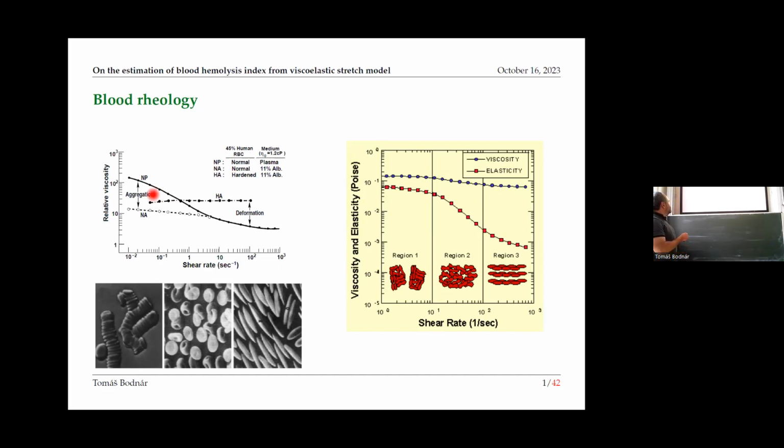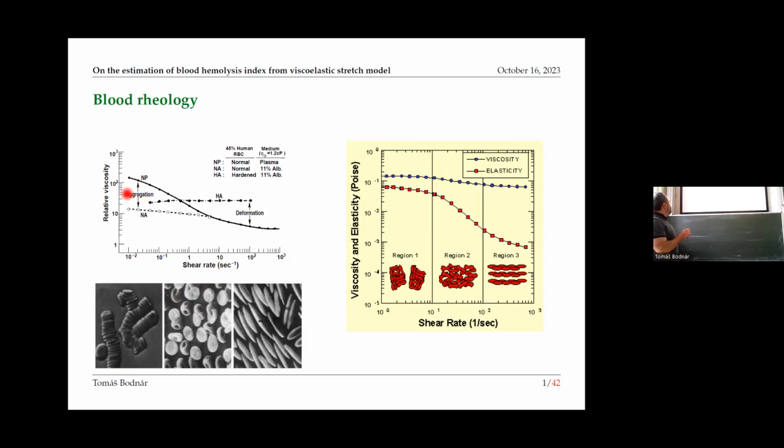So this is kind of a standard picture that you can find in many books that explains how the blood behaves in the shear flow. You can see that there exists a significant drop in the viscosity of the blood with increasing shear rate. And they were trying to figure out what is the reason behind it.